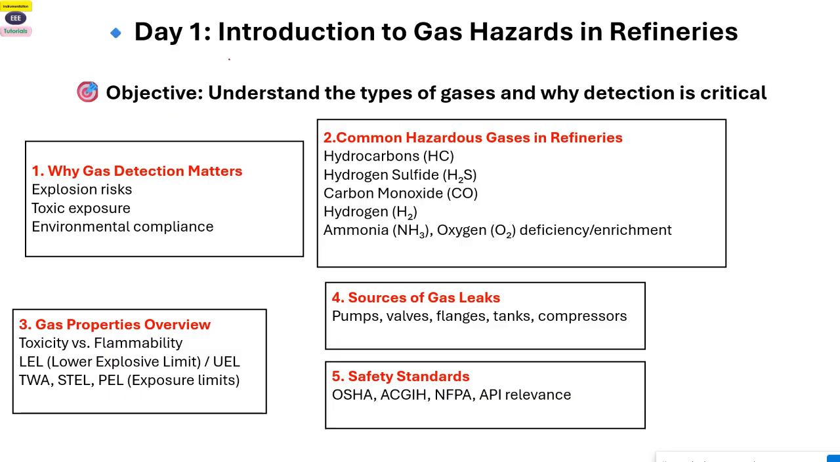In the first day of the course, we will talk about an introduction to gas hazards in refineries, where we will discuss why gas detection is required and common hazardous gases in refineries like hydrocarbon, H2S, carbon monoxide, hydrogen, ammonia and oxygen, and there are some others we will cover here. And also a gas properties overview, like what is toxicity, what is flammability, and what is LEL, TWA, STEL. We will talk about these terms in detail.